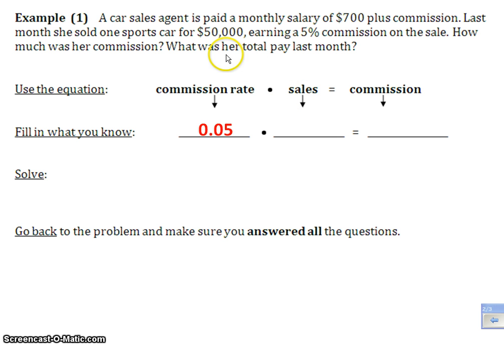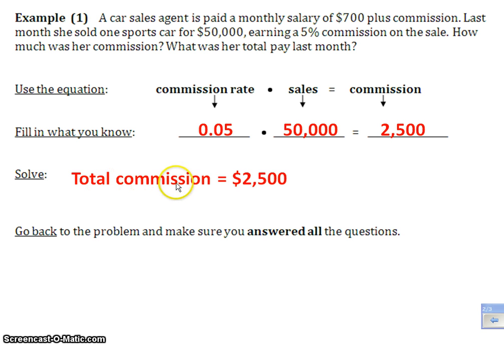Sales. She made a $50,000 sale, so $50,000 would be in the sales. Commission. This is what we're trying to compute. Now we need to solve. 0.05 times 50,000 will equal 2,500. Her total commission is $2,500.